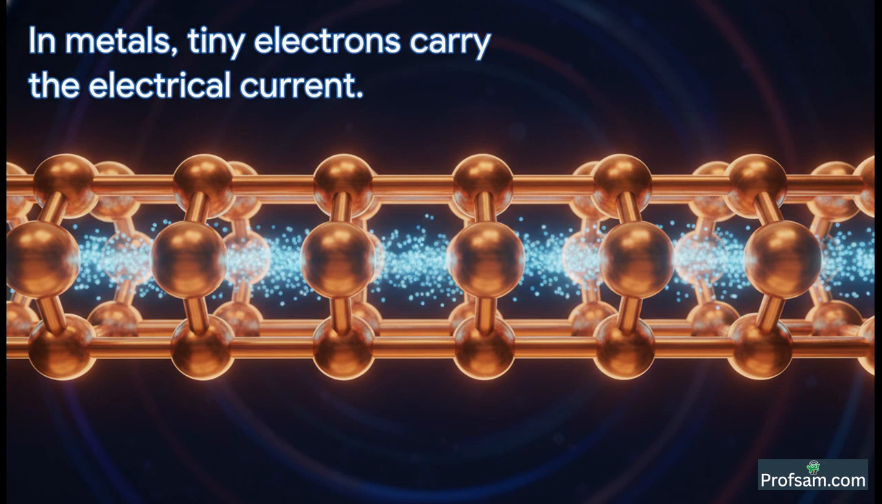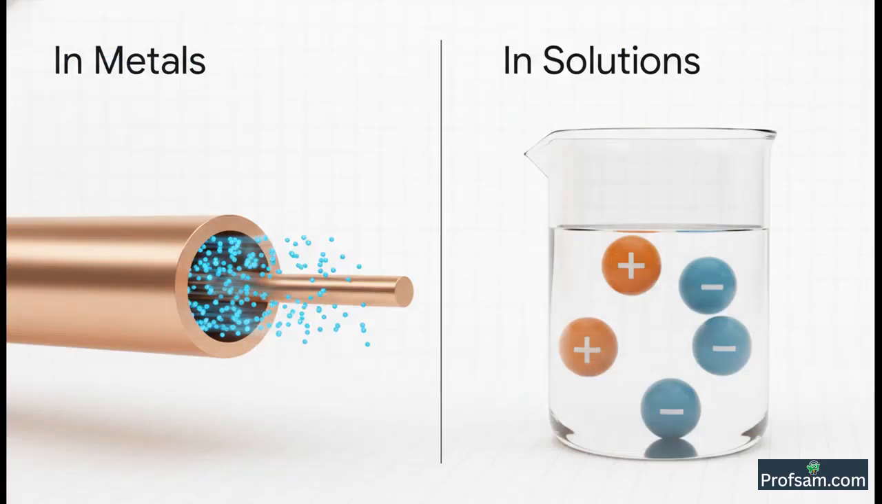If you have a metallic wire, like copper, the electric current is simply the flow of free electrons moving through the metal structure. It's a very straightforward process. However, in a solution, the situation changes completely. Here, the charge carriers are much larger than tiny electrons. They are entire atoms, or even groups of atoms that carry an electrical charge. These are the particles we call ions.